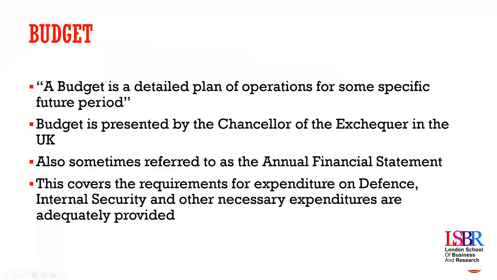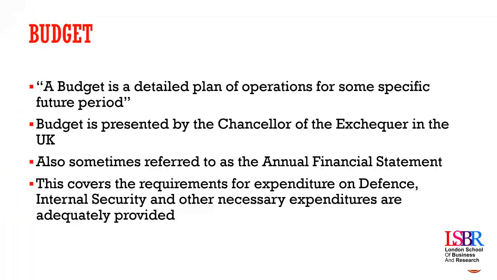Let's now move on to the budget. So the budget is a detailed plan of operations for some specific future period. So as we said already, the budget is presented by the Chancellor of the Exchequer here in the UK. So remember, the Chancellor of the Exchequer is part of the government. He or she sits in the cabinet. They form government. They're part of the governing party.